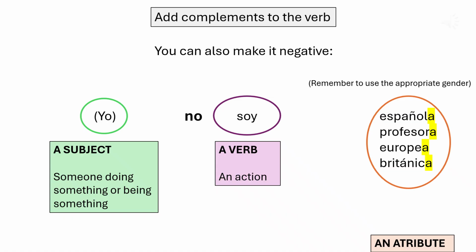And you can also make it negative by adding no in front of the verb. So here I would just say, yo no soy española. Yo no soy profesora, and so on.